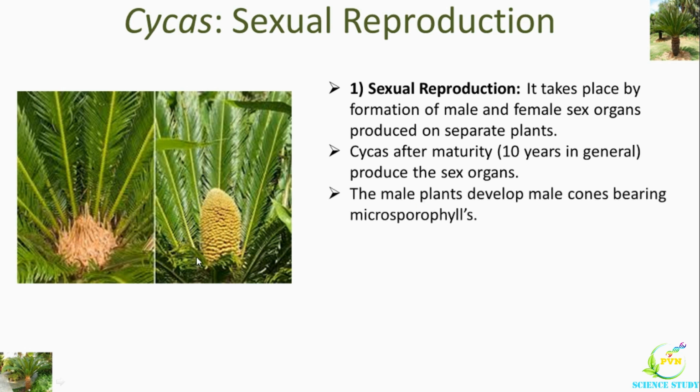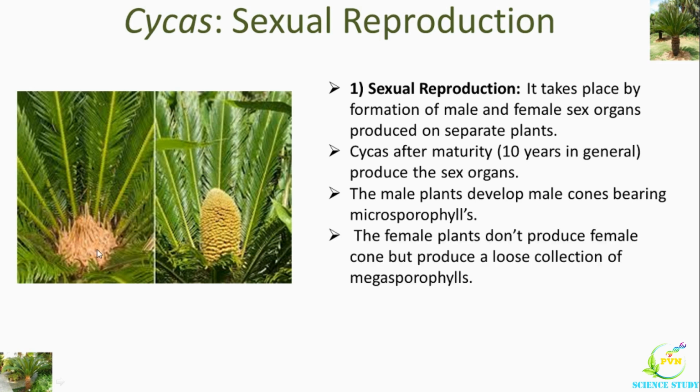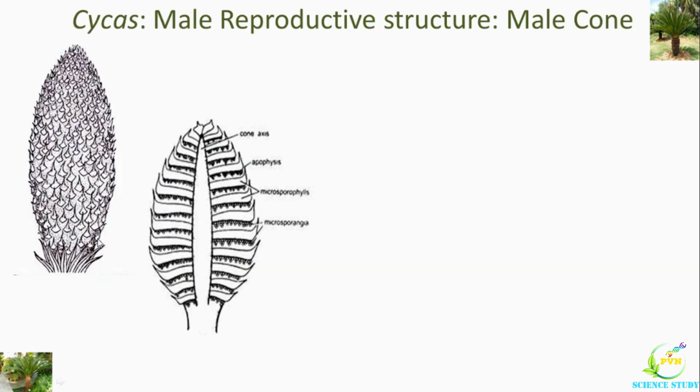In the male plant, the male cone develops. It is also known as the male strobilus, which produces the Microsporophyll as well as the Microsporangia. While in the female Cycas plant, it does not produce a female cone, but it produces a loose collection of Megasporophylls, as we can see here in this photograph. Now we will study the male reproductive structure, that is the male cone.